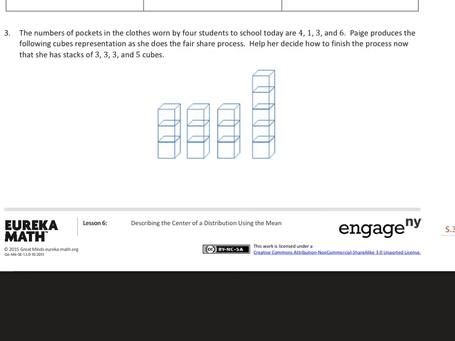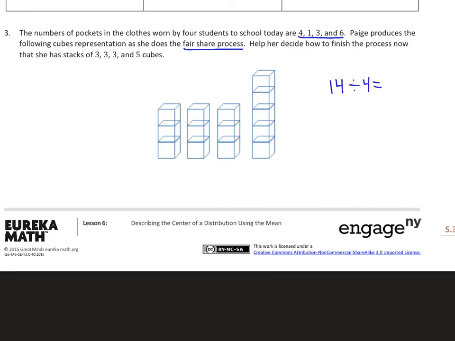So far we've been able to evenly distribute fairly all of our cubes in our fair share process. But what if you can't? I mean, we know a lot of times our mean comes out with a decimal or a fraction, right? And this is going to be one of those cases. If you add these numbers up, you're going to get 14. And if you do 14 divided by 4, because there's 4 numbers, you're not going to get a number that does not have a decimal. You're going to get 3.5.